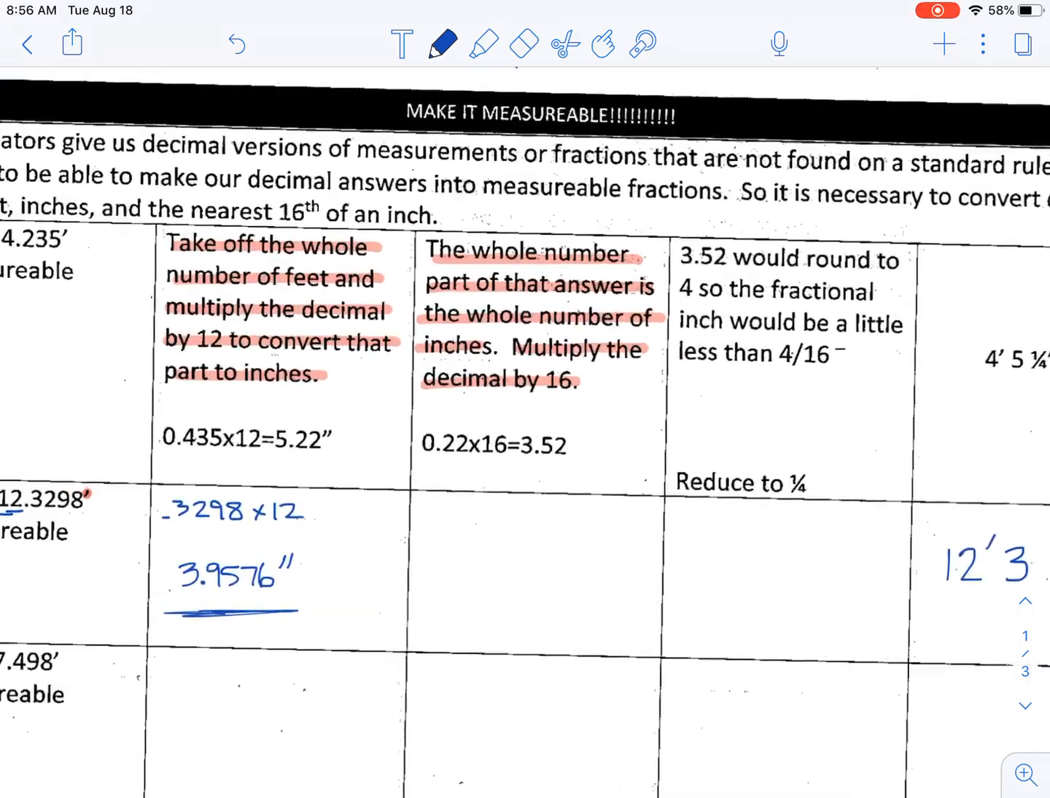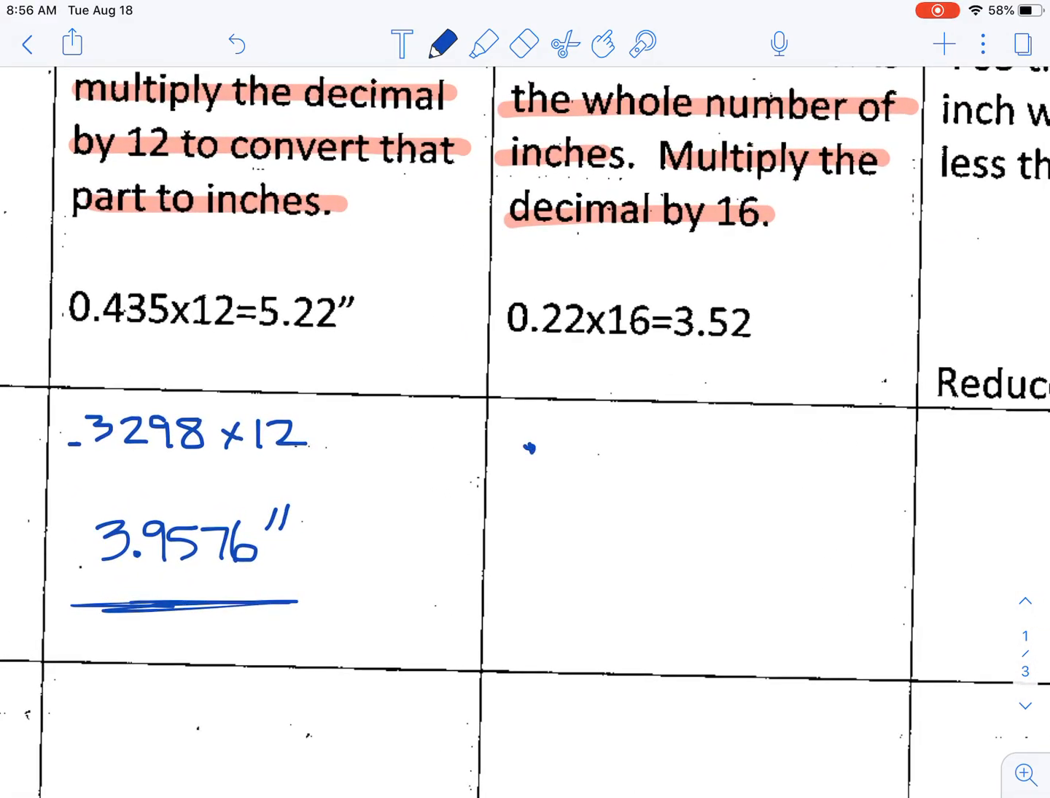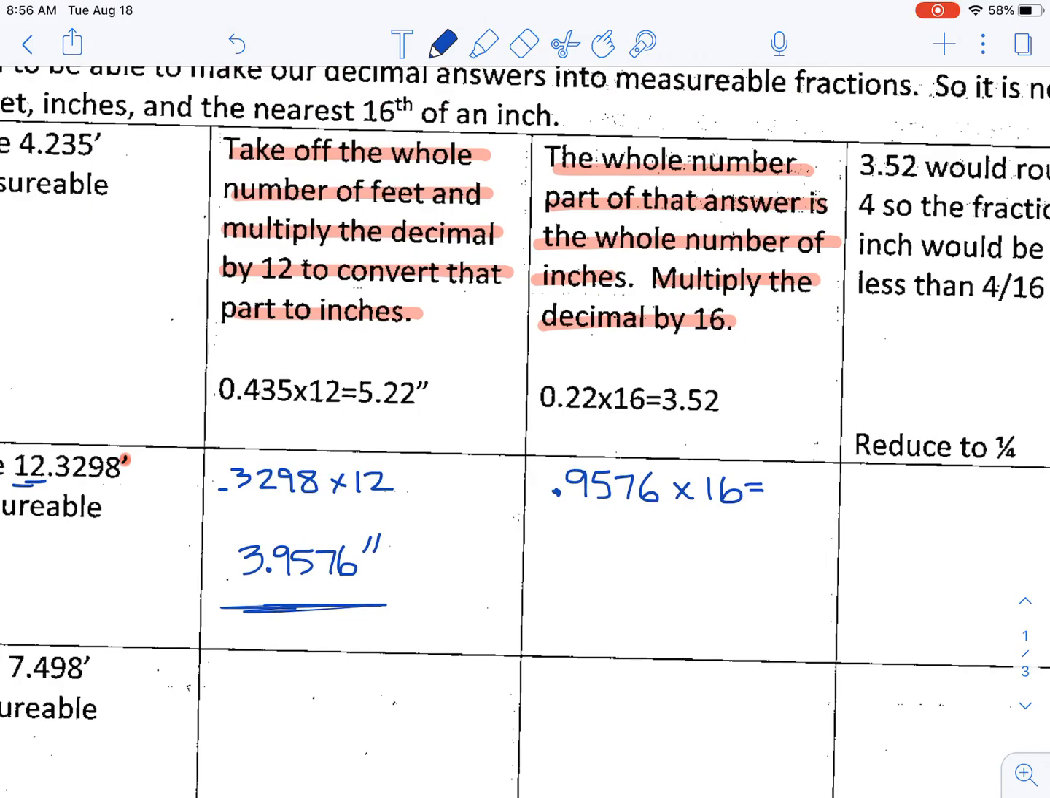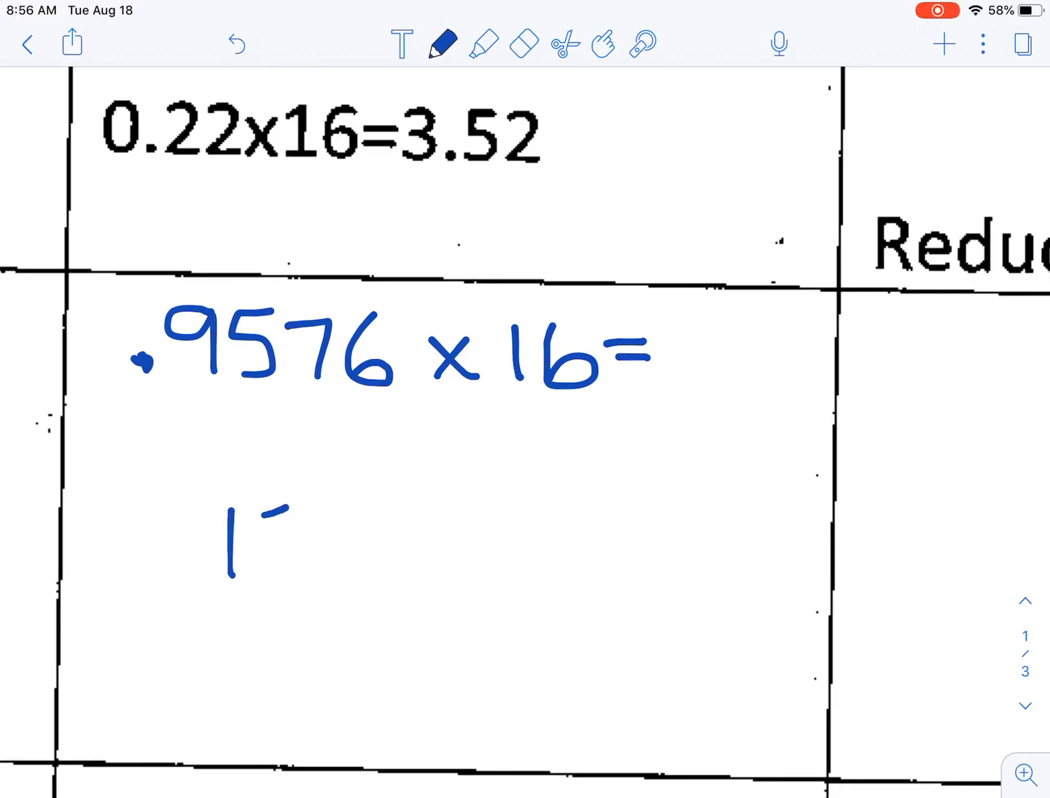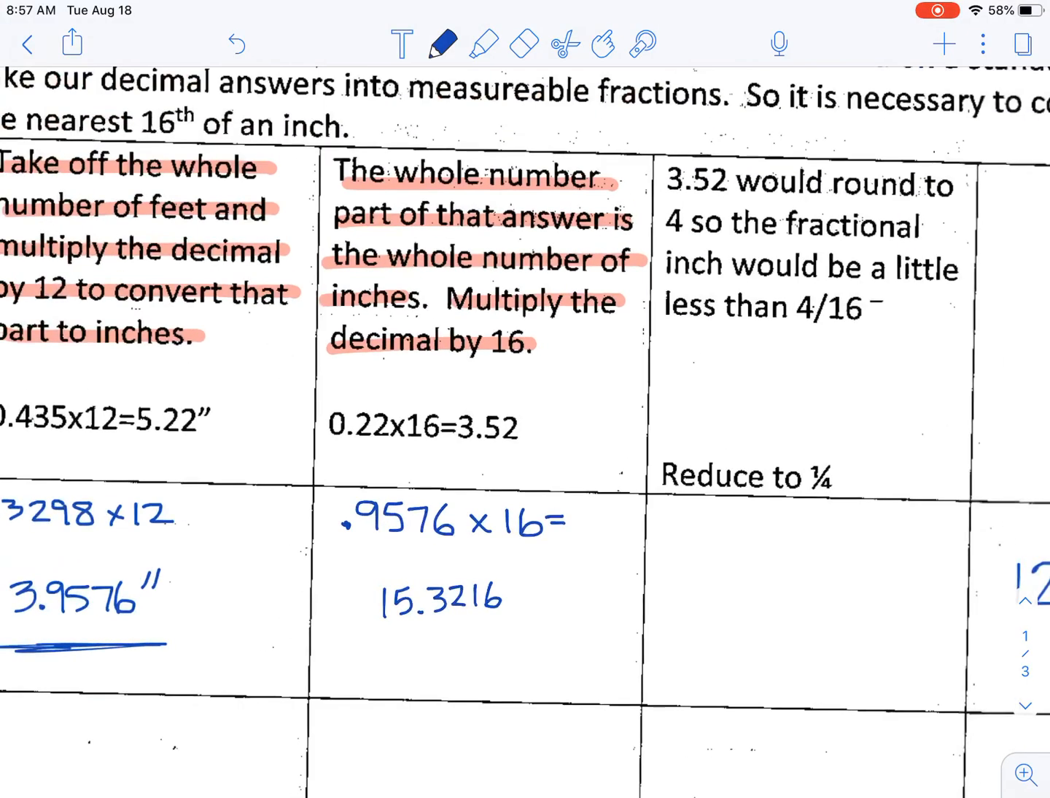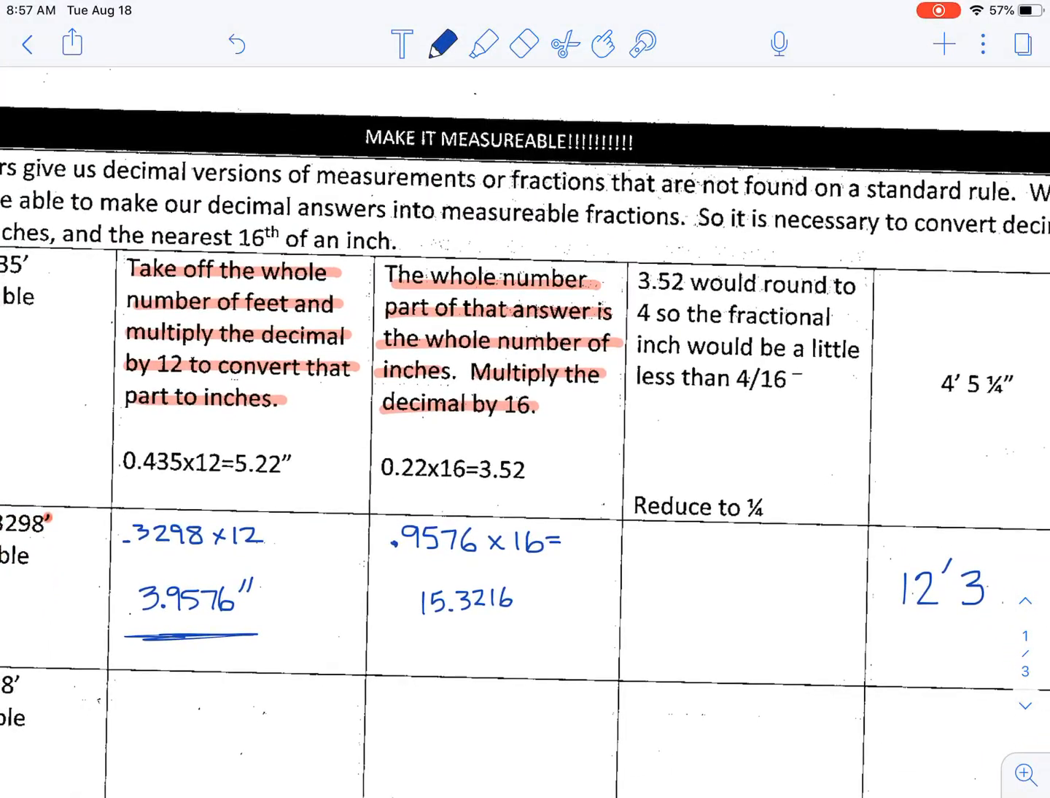When we take off the 3, that leaves us with the decimal 0.9576, and we're going to multiply that by 16. Why by 16? Because that is the closest measurable unit that we have, 1/16 of an inch. 0.9576 times 16, and we get 15.3216. If we could measure to a 32nd, we would actually multiply it by 32, just so you're aware of that.